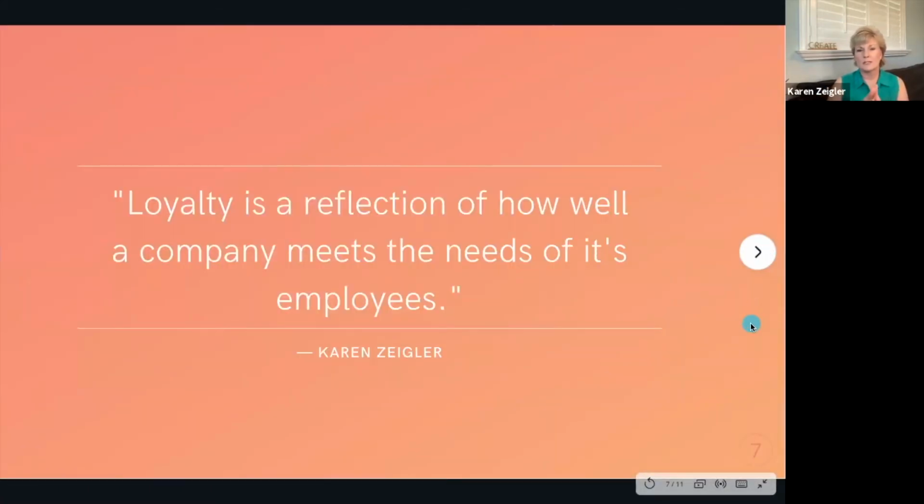All right, so just to sum this up, loyalty is a reflection of how well a company meets the needs of its employees. I think, as Geoffrey mentioned a little earlier, employees coming off this pandemic, or the toughest part of it, are really looking back at their companies and saying, how well did they meet my needs? And in the instances where they didn't meet them, did they ignore them? Did they do the opposite?